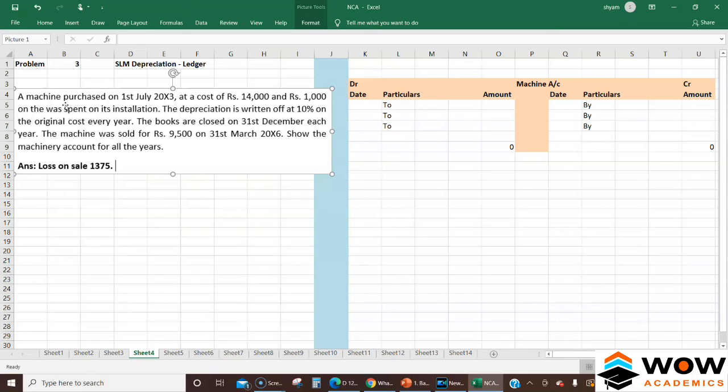A machine was purchased on 1st July 2013 at a cost of rupees 14,000, and rupees 1,000 was spent on its installation. So there is a purchase and an installation. Both you have to add together to get the cost of the asset. The depreciation is written off at 10% on the original cost every year. If he mentions that the depreciation rate is on the original cost every year, that is an indication that it is a straight line method. The books are closed on 31st December each year. The machine was sold for 9,500 on 31st March 2016.